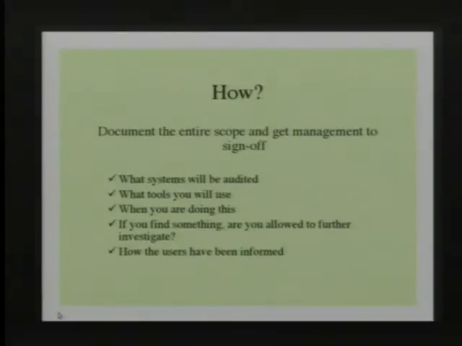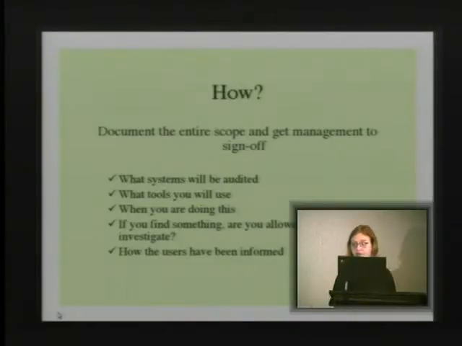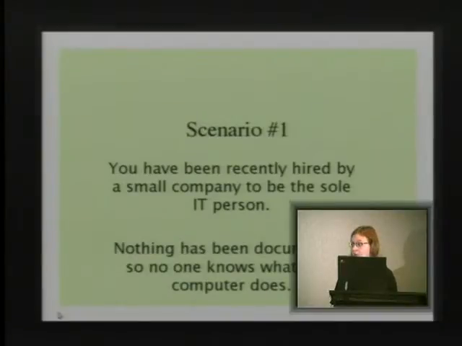So how do you go about doing this? You need to document what systems will be audited, what tools you'll be using, when you're doing this, if you find something, are you allowed to further investigate, and exactly how you've informed the users. Do you have a terms of service agreement that already has the legal authority that you've already signed off on this? Or do you need to go ahead and inform your users at this time? And it would be good to have this all documented in one place, that you've taken care of these steps before you proceed. So I'm going to give you 4 scenarios.